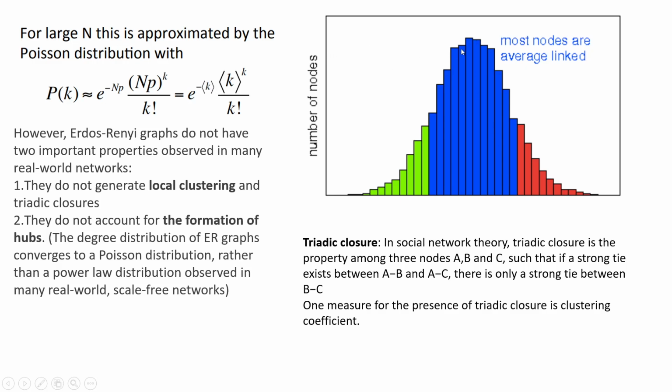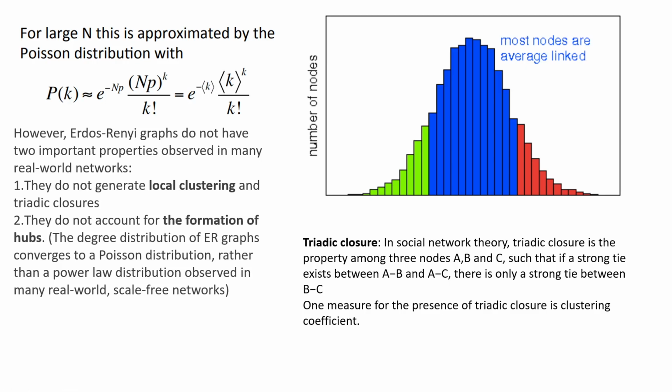So if your number of nodes is higher, basically most nodes are averagely linked. The higher number of nodes, on this tail end, will have lower degree, and the smaller number of nodes will have high degree, and the maximum of these nodes will be averagely linked. So this is what is depicted in the Poisson distribution that comes out from the binomial distribution of the ER network.